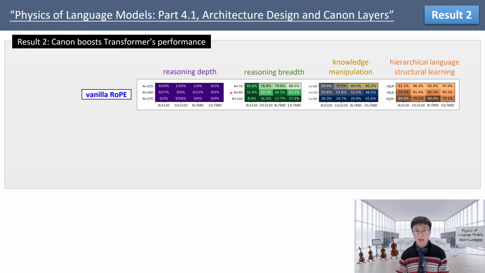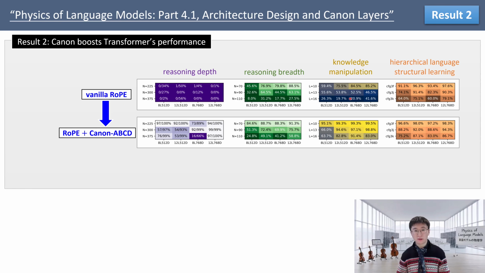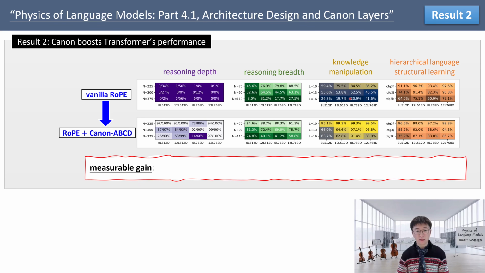So this is how it's going to perform under our synthetic playground. And by the way, we have 5 tasks. The one that's missing here is the knowledge capacity. I'm going to show you starting from result 5. So for now, I'm just focusing on 4 of them because they all look similar in terms of the mini scaling law. So now let's see the very simple thing, that is, once you introduce the Canon layers on top of rope, how does the performance change? I'm going to tell you that it's going to change dramatically, and to an extent that we can even precisely measure how much gain there is.